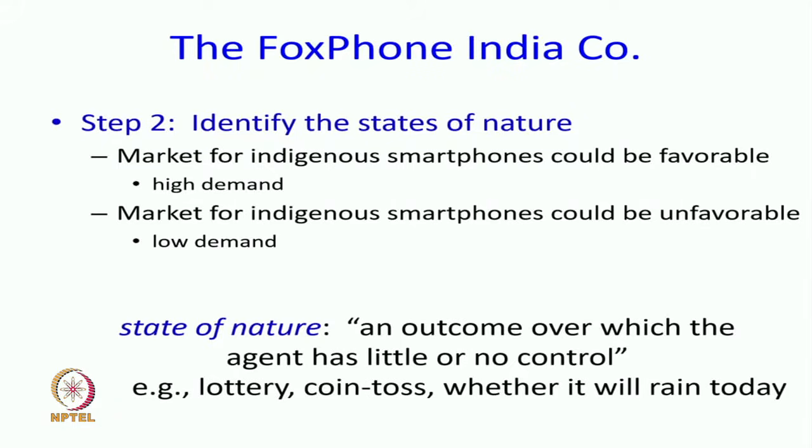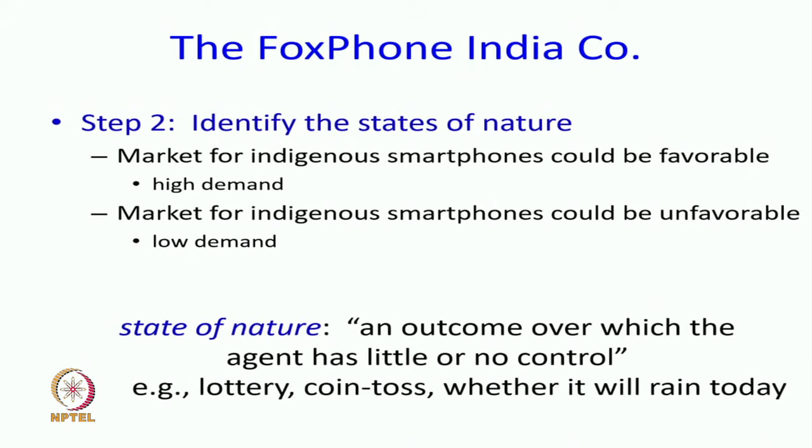Now, let us list all the possible outcomes. And to list outcomes, we define what is called a state of nature. A state of nature is something that is not in your control. It is in nature's control, and sometimes you may not even know exactly what is going to happen. Like a coin toss, unless you are Dhoni, you do not know what nature is going to give you, heads or tails, and so on and so forth.